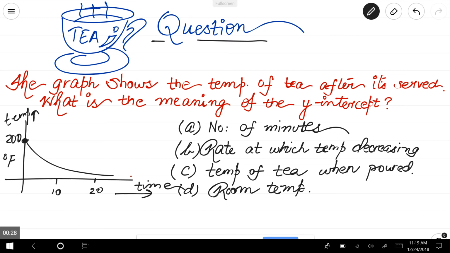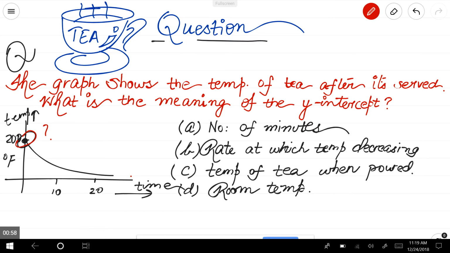But for now, we are going to look at the question. The question in red says: the graph shows the temperature of tea after it's served. What is the meaning of the y-intercept? The graph is already provided to you, and they're asking you about the y-intercept. So they're pretty much just telling you to study the graph and asking you a question, not a lot of calculations going on. I also went ahead and wrote down the four choices for you.